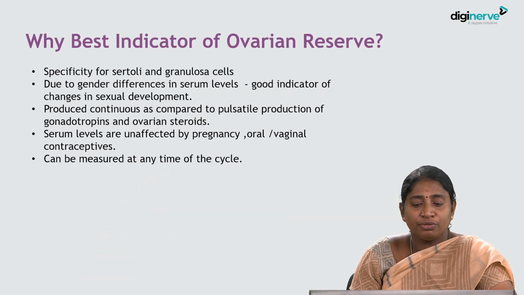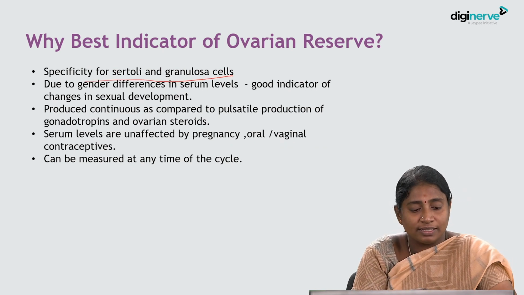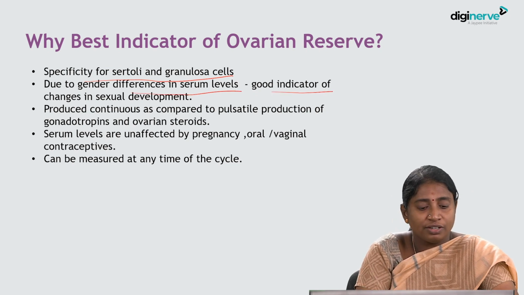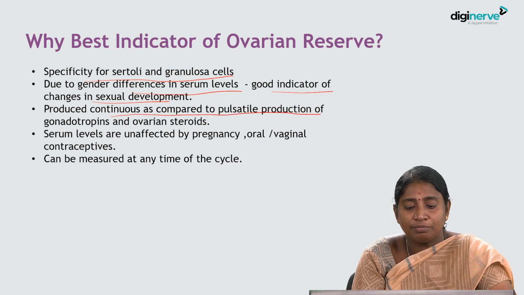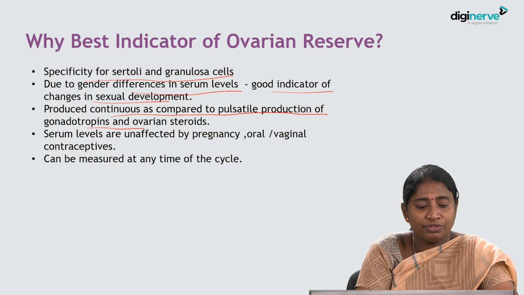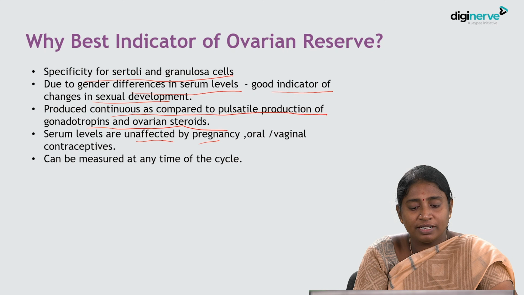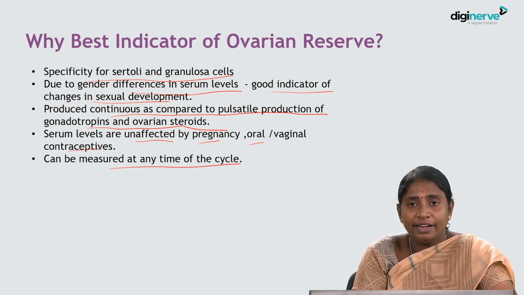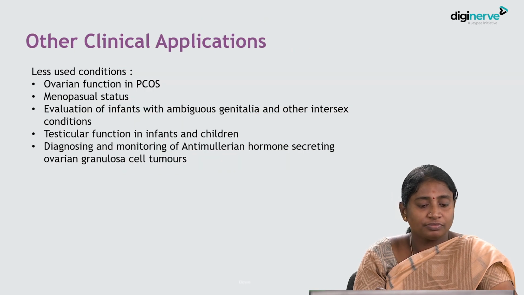Why is it the best indicator of ovarian reserve? It has specificity for Sertoli and granulosa cells. Due to gender differences in serum level, it's a good indicator of a change in sexual development. It's also produced continuously, compared to the pulsatile production of gonadotropins and ovarian steroids. Serum levels are unaffected by pregnancy, oral or vaginal contraceptives, and it can be measured at any time of the cycle. That's one of the biggest reasons why it's an ideal indicator of ovarian reserve.